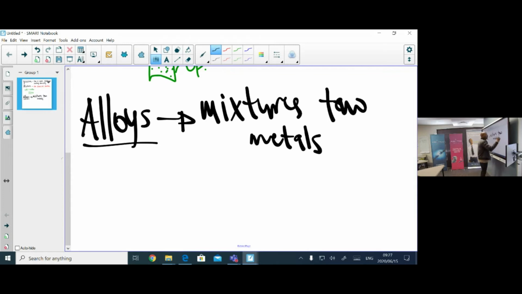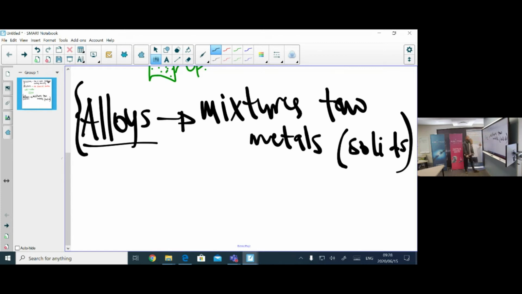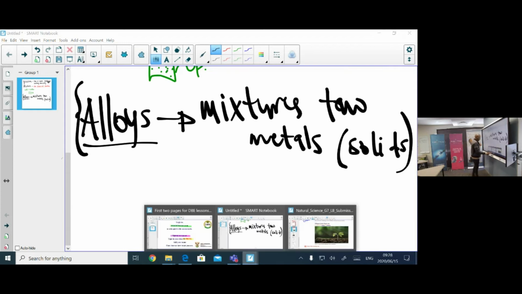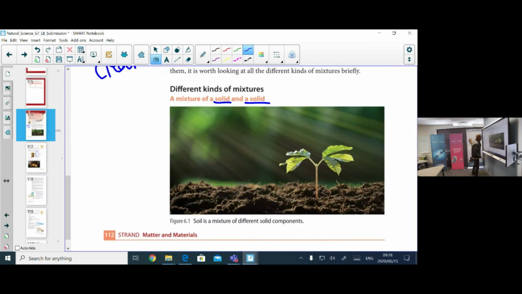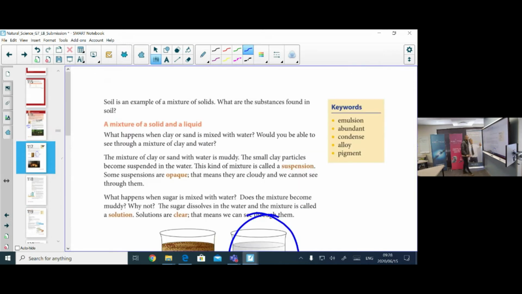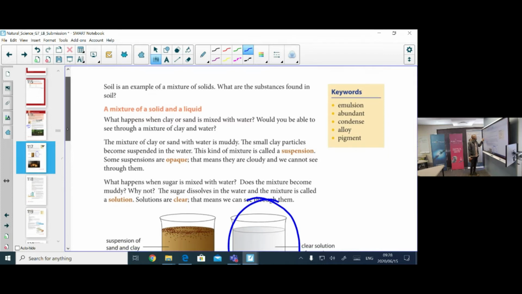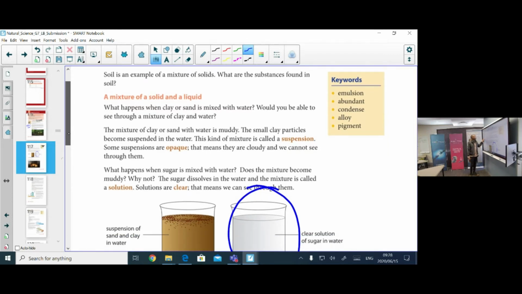Remember, metals being solids. That's when we'll be mixing two or more solids to give us a mixture of a solid and a solid. An example being alloys. We create alloys in order to create a metal that has more or better characteristics suited to what we're looking for. Awesome. What else can we do?